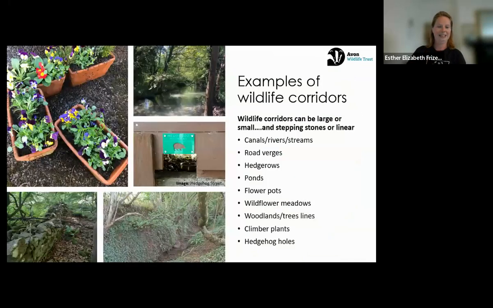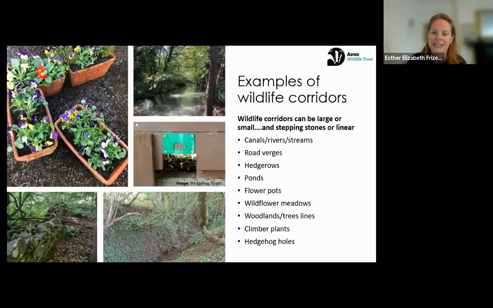And then examples of them. So as I said before, you can get stepping stones or linear corridors. You can get canals, rivers, and streams. So the bottom right picture here is of a ditch, and you can see lots of vegetation along this ditch with some like hazel coppices and trees. And so this is really useful for birds and mammals, bats as well, to commute through. Bats also really like rivers. So top right here, you can see a river, and there's specific bat species that rely on these habitats to commute through the landscape.